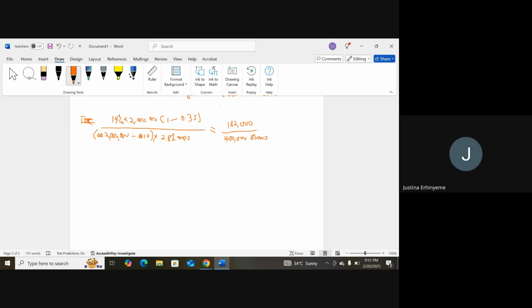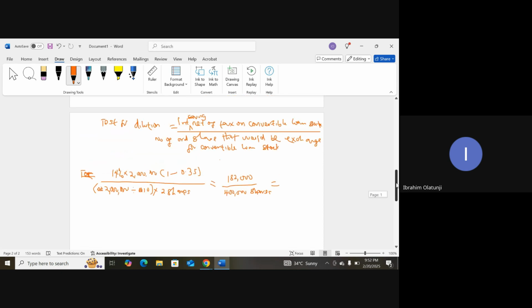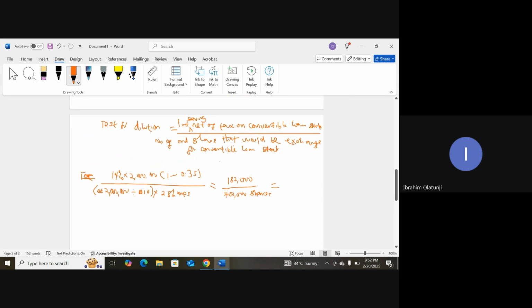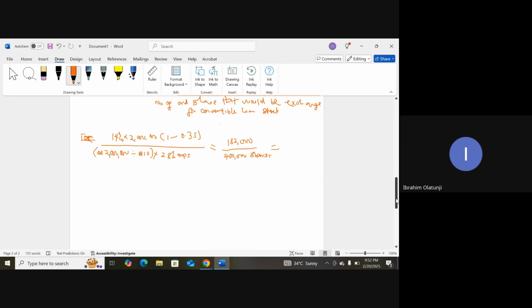Okay. Shares. Then what do you have in naira? That's why the formula was saying the number of ordinary shares that will be exchanged for convertible loan stock. It means that 400 shares will be exchanged for that convertible loan stock. So what do you have? 0.455, or you can say 0.46. That is 46 kobo.